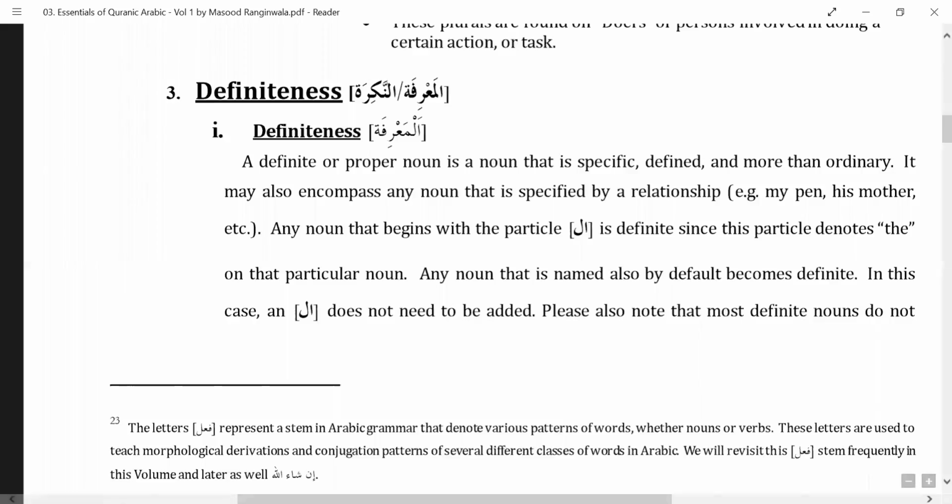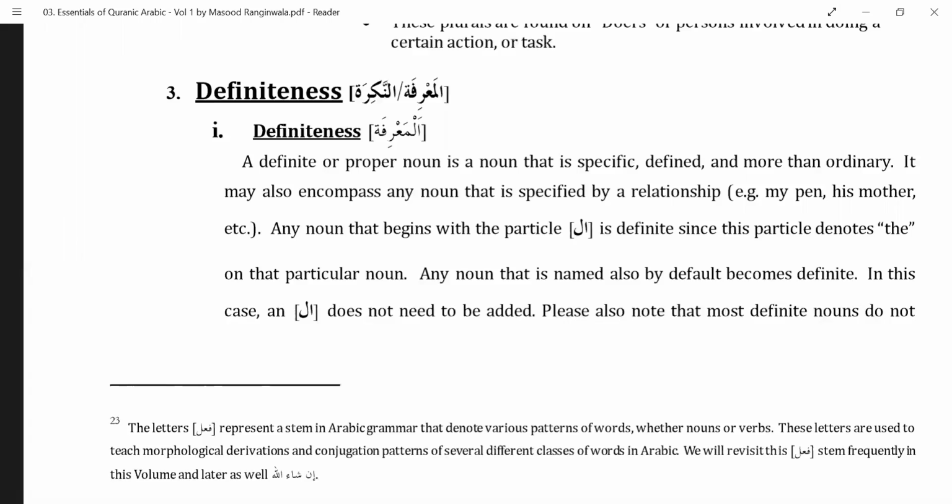For example, when I say my pen, I'm not talking about any pen. It's not any general pen. It's a specific pen. His mother. It's somebody's mother. It's specific. Any noun that begins with al, alif lam, is definite. If you don't have alif lam, you will have tanween on the word. So tanween means indefinite. The Arabic words are ma'arifa for definite, from the word arafa, which means to know. So ma'arifa is something that is known. It's definite. And nakira is indefinite.